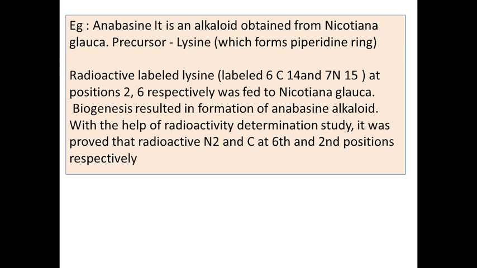So the radioactive labels are carbon 14 and nitrogen 15. The precursor lysine is added, and the radioactively labeled lysine is incorporated at positions 2 and 6 respectively in Nicotiana glauca. Biogenesis results in the formation of the anabasine alkaloid. The plant follows the biosynthetic pathway, and the compound formed is the anabasine alkaloid.